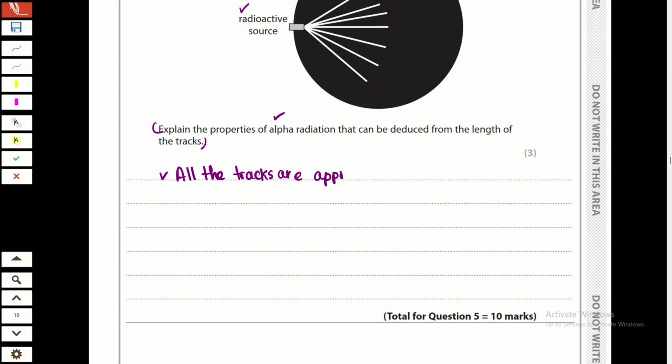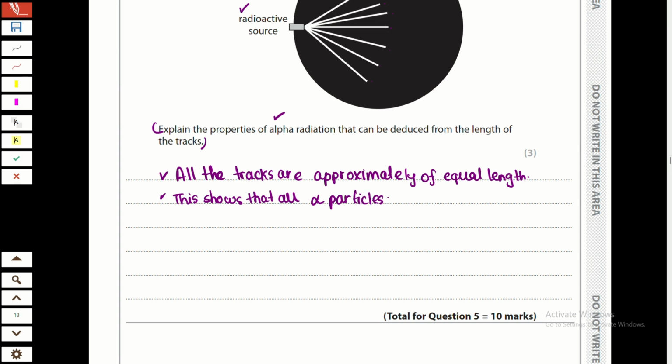All the tracks are approximately of equal length, and this shows that all alpha particles have the same kinetic energy.